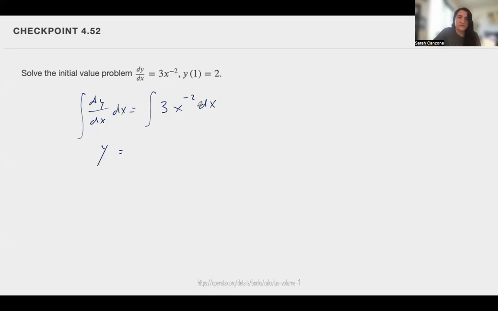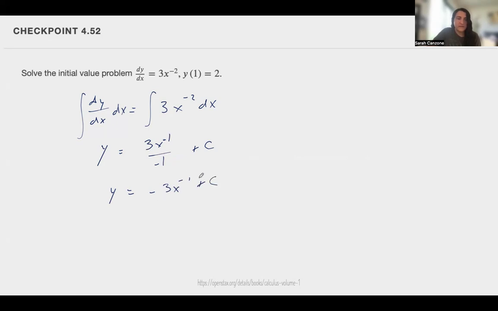Now, the integral of this, since this is not a -1, we can in fact use our power rule. So we'll have 3x over, let's see, up a power. So be careful with negatives. Negatives are a little bit tricky when it comes to derivatives and antiderivatives. So up a power means -2 plus 1. So that's going to be -1 over -1 plus c. So I am going to rewrite that. So y equals, I'll say -3x to the -1 plus c.